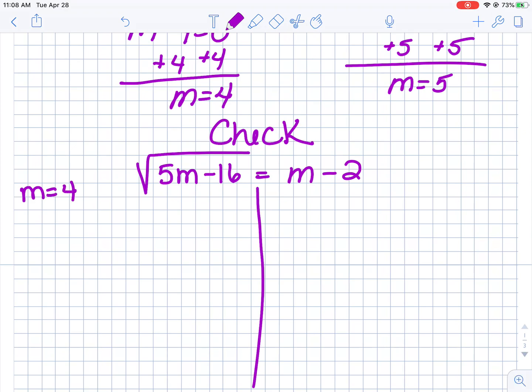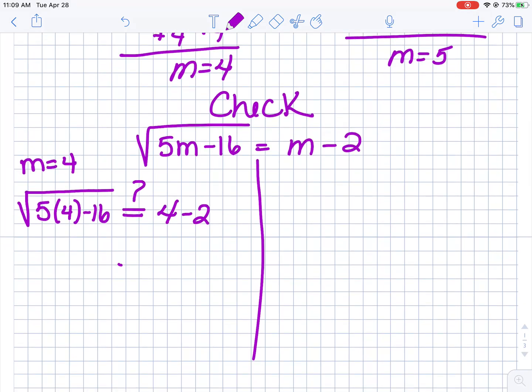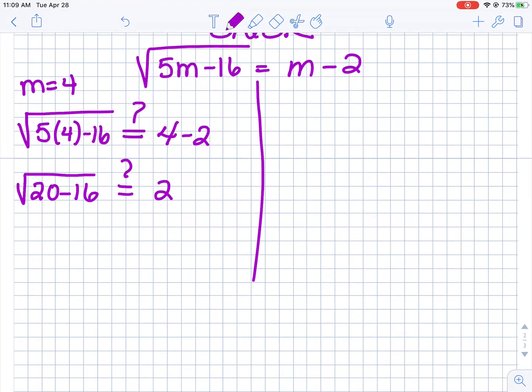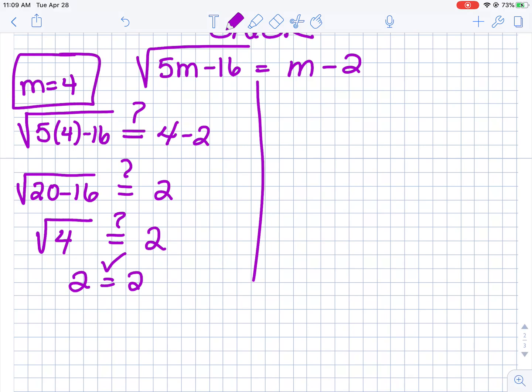So here's how I know I'm doing a check. I do the square root of 5 times 4 minus 16, does this equal 4 minus 2? I'm not crossing to either side, I'm just solving straight down. So then I have the square root of 20 minus 16 equals 2. Is that true? Well, the square root of 20 minus 16 is the square root of 4. Does the square root of 4 equal 2? Yes, it does. So this is not extraneous, this is one of the solutions.